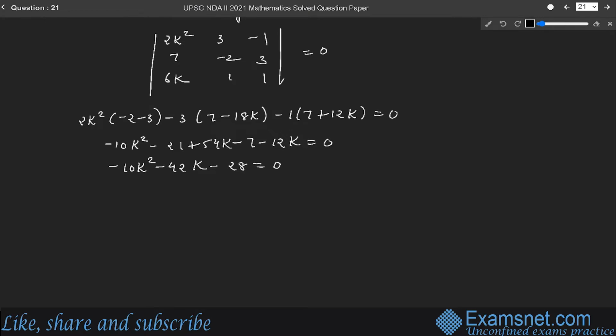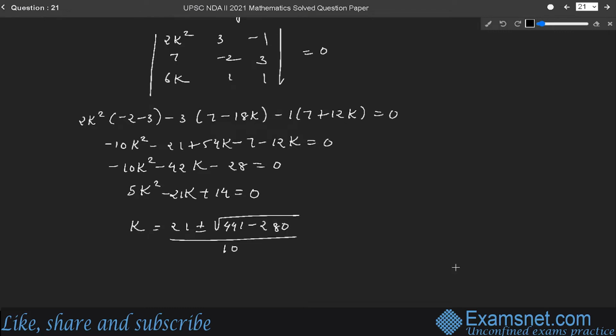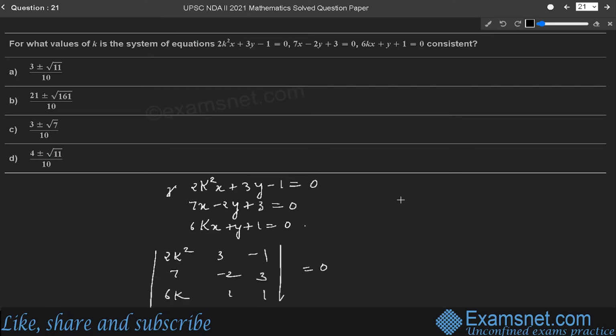So it can be written as 5k² - 21k + 14 equals 0 on taking 2 common. So the value of k will be (21 ± √(441 - 280)) / 10, which will be equal to (21 ± √161) / 10. So this is the value of k. Therefore, from all the options, option B is correct.